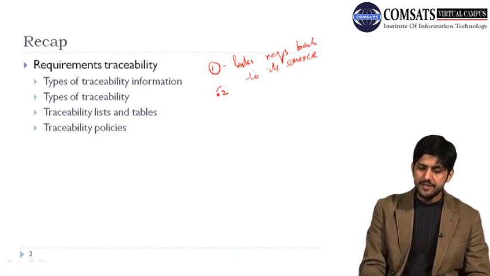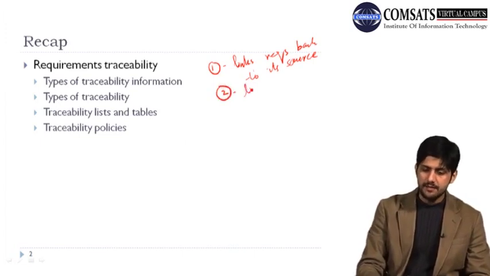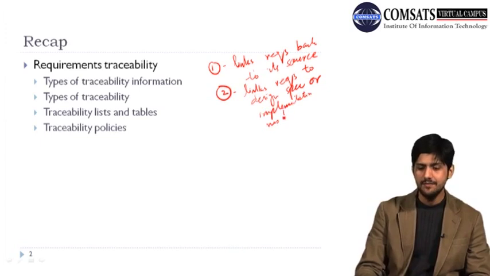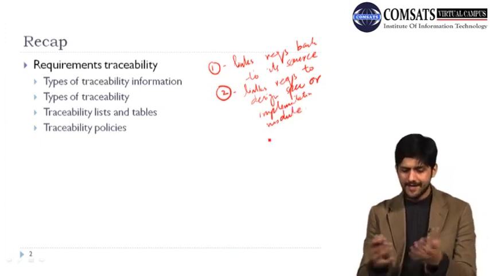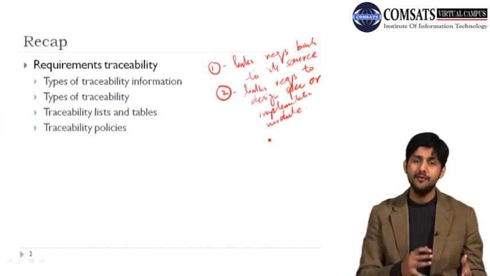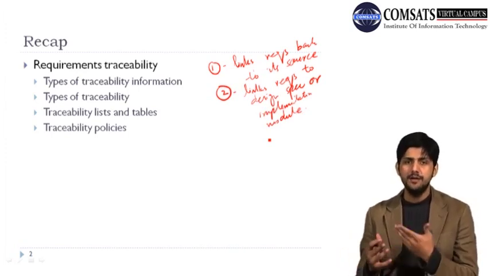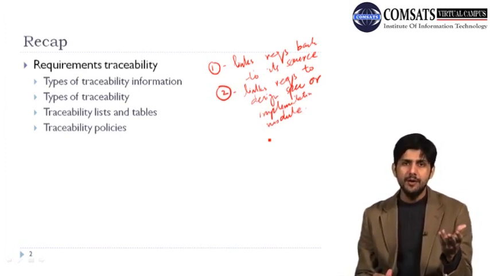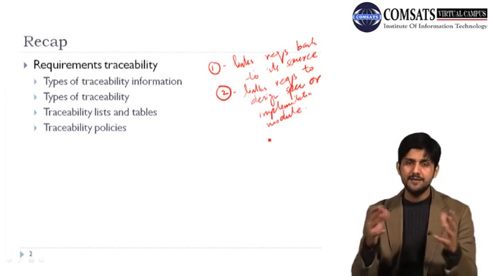The second type of traceability information links requirements to design specifications or implementation modules. As is clear, what it does is basically link the requirements to design and your code. Because the requirements just tell people what to do, whereas the activities or tasks are actually allocated in the form of when somebody has to design something or people have to write code.